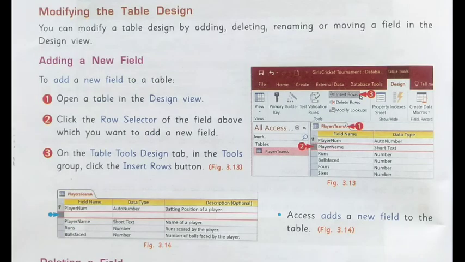Modifying the table design. You can modify a table design by adding, deleting, renaming, or moving a field in the design view. Adding a new field. To add a new field to a table, first open a table in the design view. Then click the row selector of the field above which you want to add a new field. Then on the Table Tools Design tab, in the Tools group, click the Insert Rows button. Then Access adds a new field to the table.